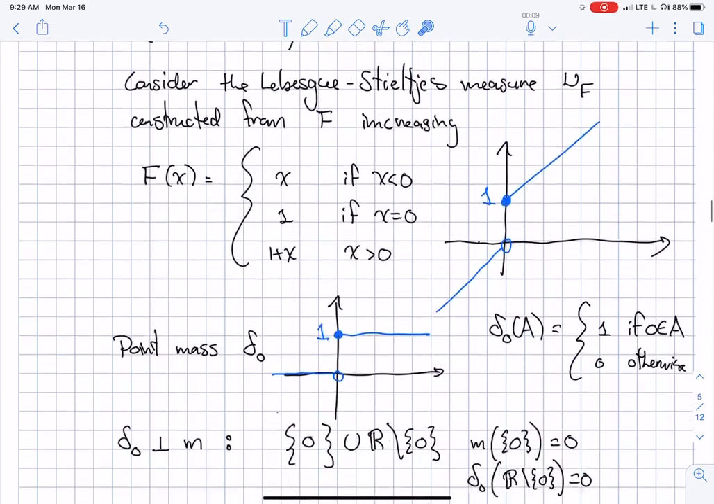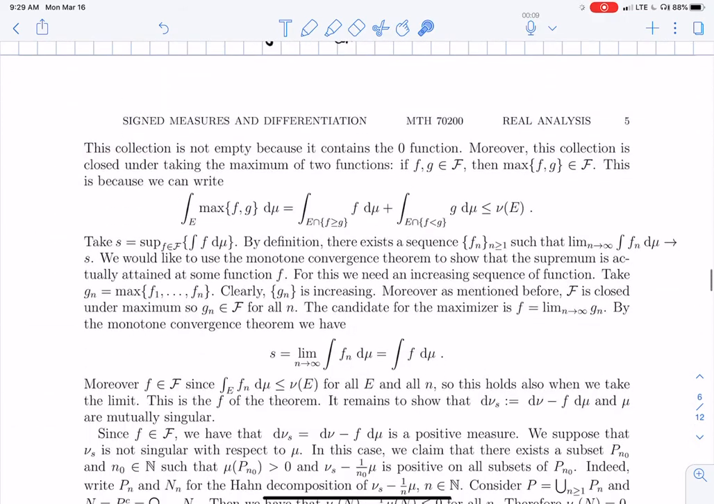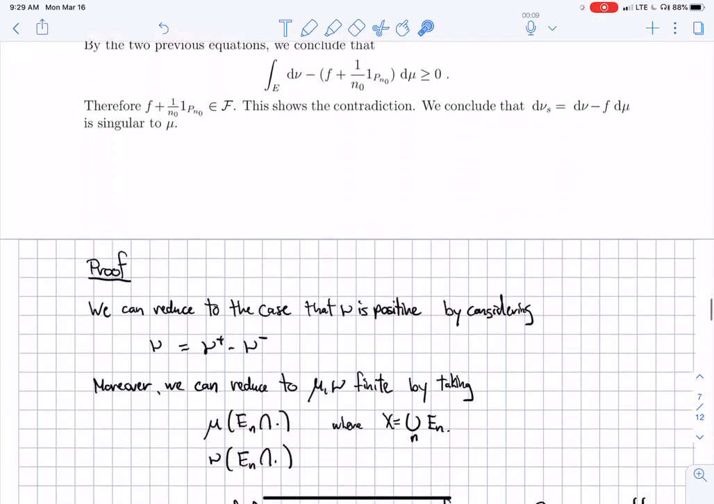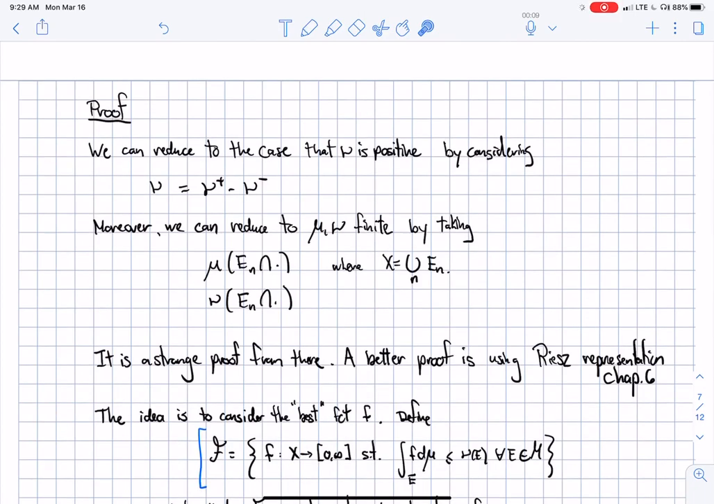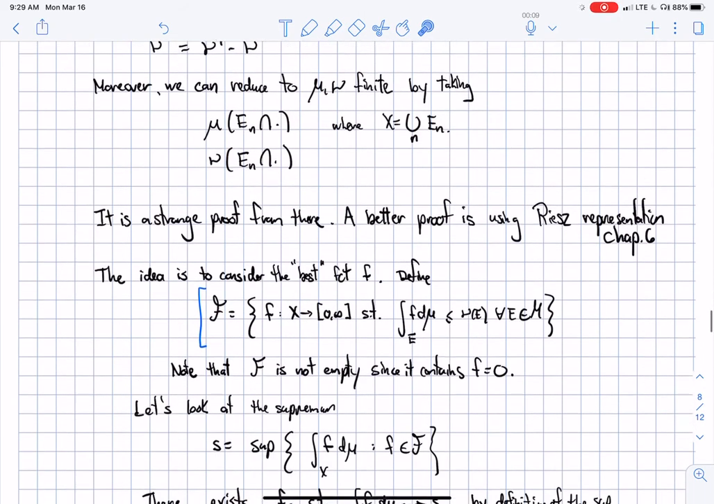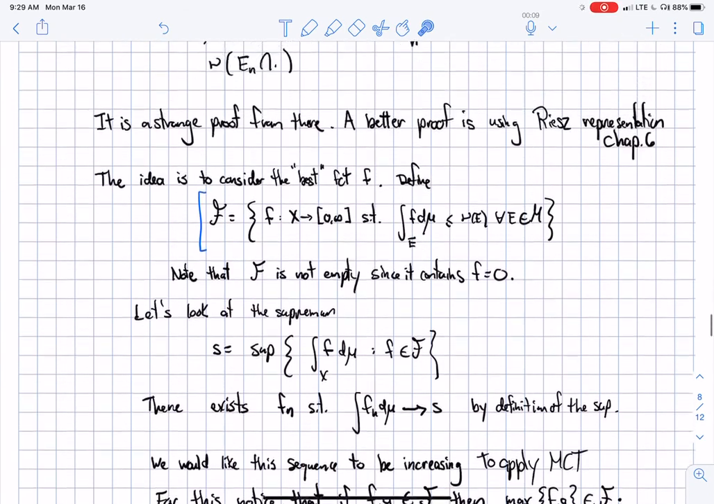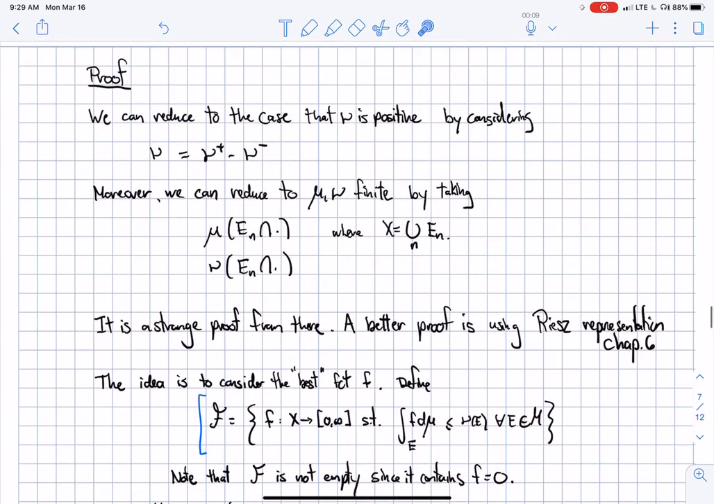Now, in the same PDF, I'll redo the proof of the Radon-Nikodym theorem. This is a bit of a strange proof. I won't do it in the video. You can look at it, but we'll see a better proof using the Riesz representation theorem, chapter 6, which is much more natural. So I invite you to look at it either in full in the PDF or the handwritten notes.